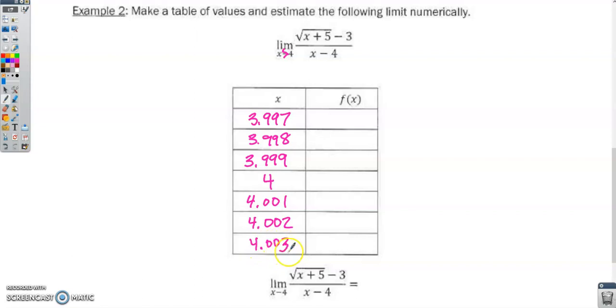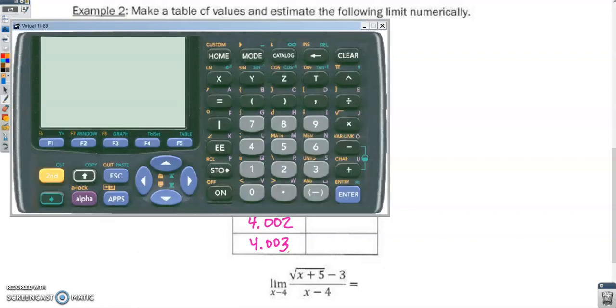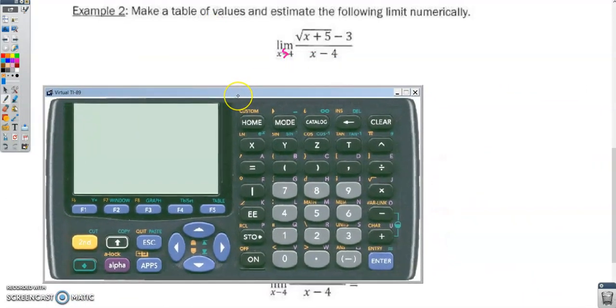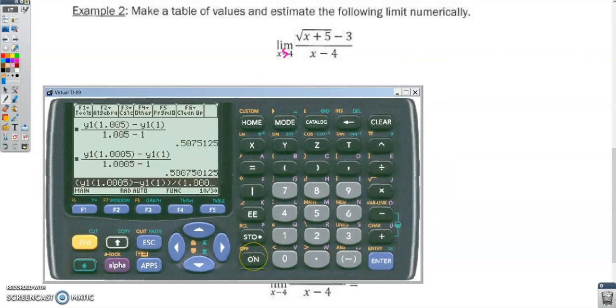Now, what I could do to get this table of values is I could just one by one substitute these values into the function, but it's going to be much quicker and much easier for us to just go ahead and make a table. How you do this is fairly similar from one calculator to the next. Don't be bothered if I use a different calculator than the one that you do.